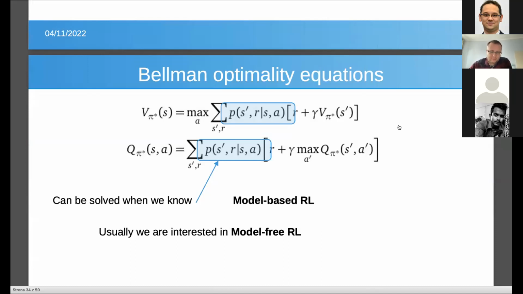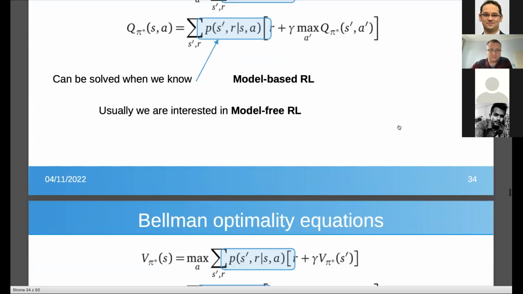And those equations can be solved numerically or by some analytical methods, only in the case when we know the dynamics of the environment, only in the case that we know the probability of finding the state S prime and returning the reward R after taking the action A at the state S. But in principle, it means that we have a model of the environment, but in general, we do not have this model. So it means that we cannot use the Bellman optimality equations in this form. We have to find another way to solve those equations.